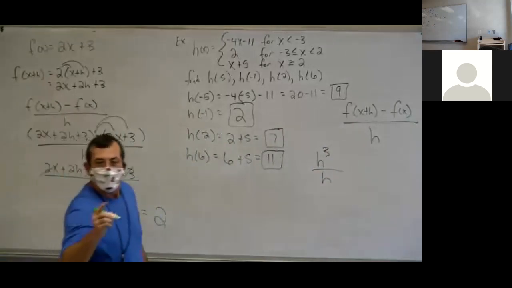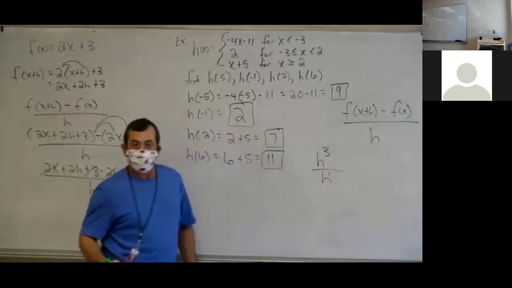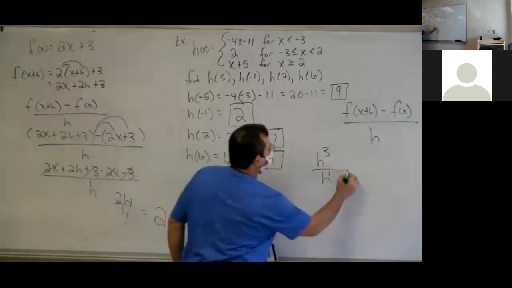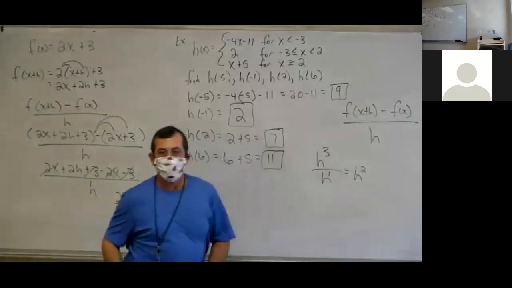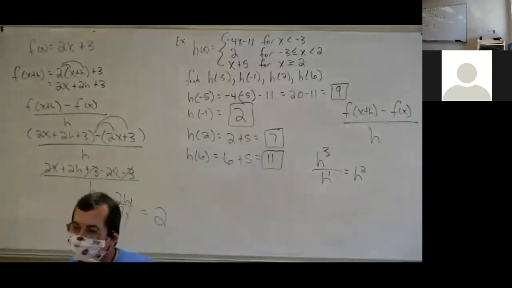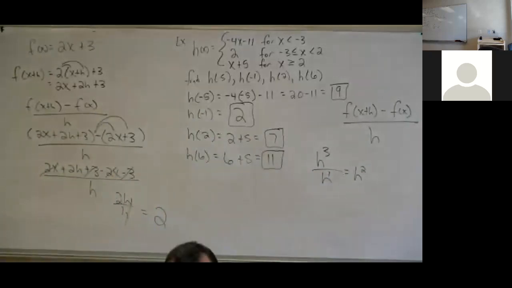H squared. So watch what we're doing. Treat that like it's got a 1 on it. So that you know it's going to be an h, and then you subtract 3 minus 1 would give you 2. So when you multiply, you add the exponents. When you divide, you just subtract them.